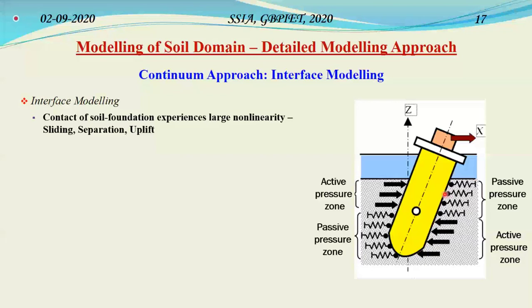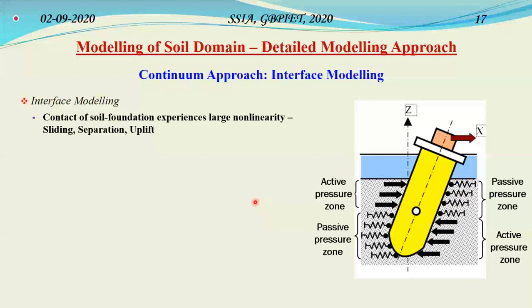Now, since this is in compression, the soil also tries to move away. So these passive pressure zones are more subjected to sliding phenomenon. And the more we come towards the lesser confined parts towards the top, we may have the uplift characteristic. So all these behaviors need to be modeled through the interface modeling or through the contact elements. Otherwise, we will be basically losing a lot of information about the stress transfers.